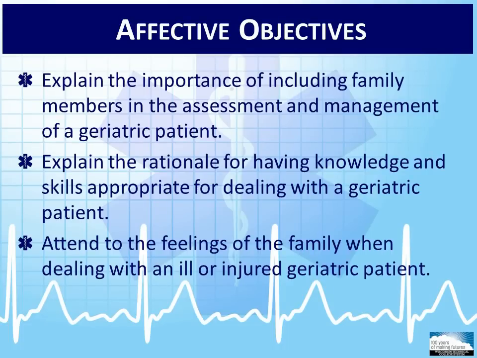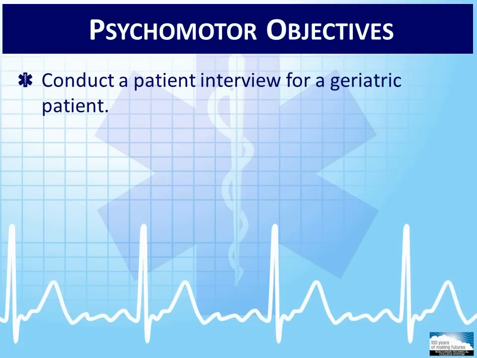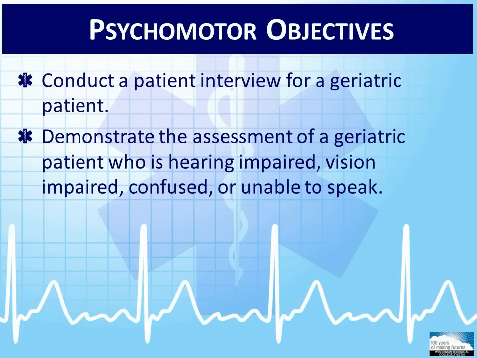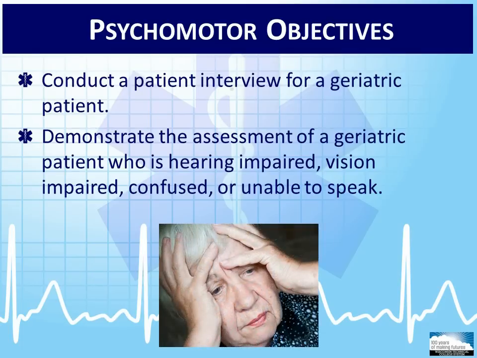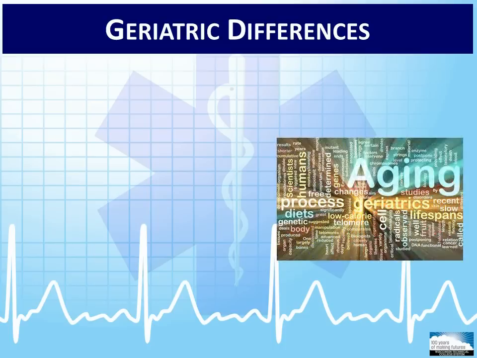Attend to the feelings of the family when dealing with an ill or injured geriatric patient. Conduct a patient interview for a geriatric patient. And demonstrate the assessment of a geriatric patient who is hearing impaired, vision impaired, confused, or unable to speak. Our discussion begins with outlining some of the basic differences found in the geriatric population.